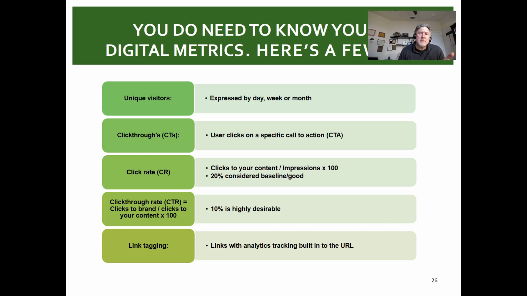and 20% baseline is pretty good. And then you have the click-through rate, which is the clicks to brand versus the clicks to content times 100, and 10% is desirable. And last is link tagging, which is links with analytics tracking built into the URL. Bitly is a very good example. And now with Google, in their analytics dashboard, they have tools that can help you tag even more, so you can tie back even to source sites in your social media.